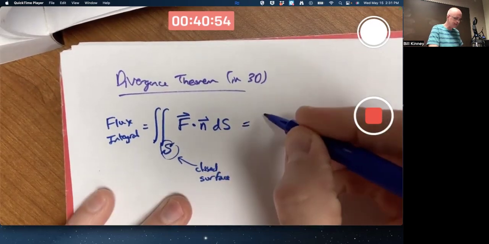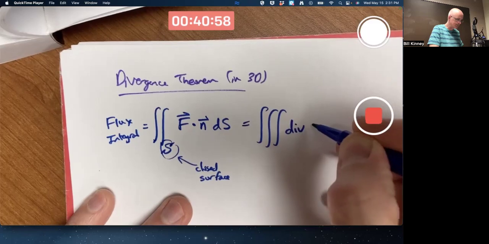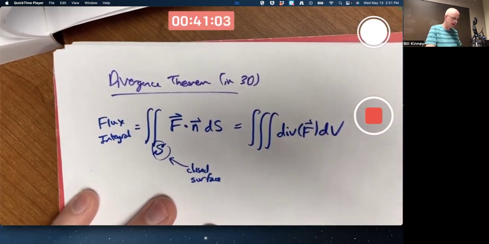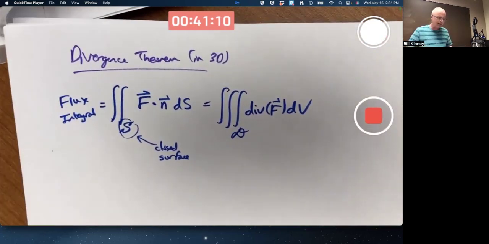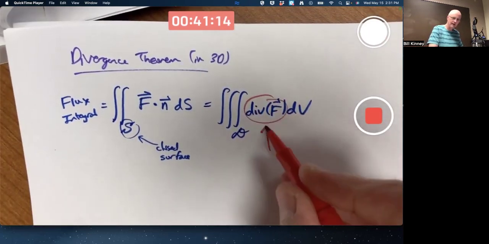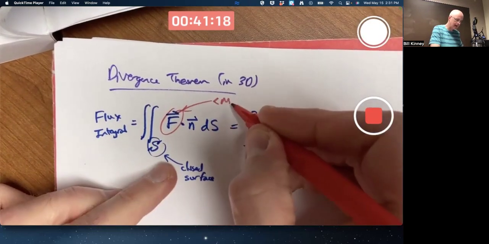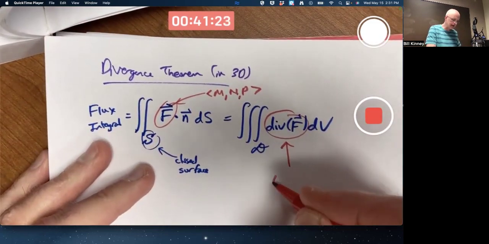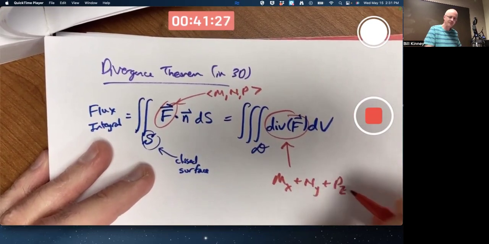The divergence theorem says this equals the triple integral of the divergence of F with respect to the volume of the solid. D is the solid. And the divergence of F is, for a three-dimensional vector field, if F has components M, N, and P, then the divergence is a scalar quantity, Mx plus Ny plus Pz.